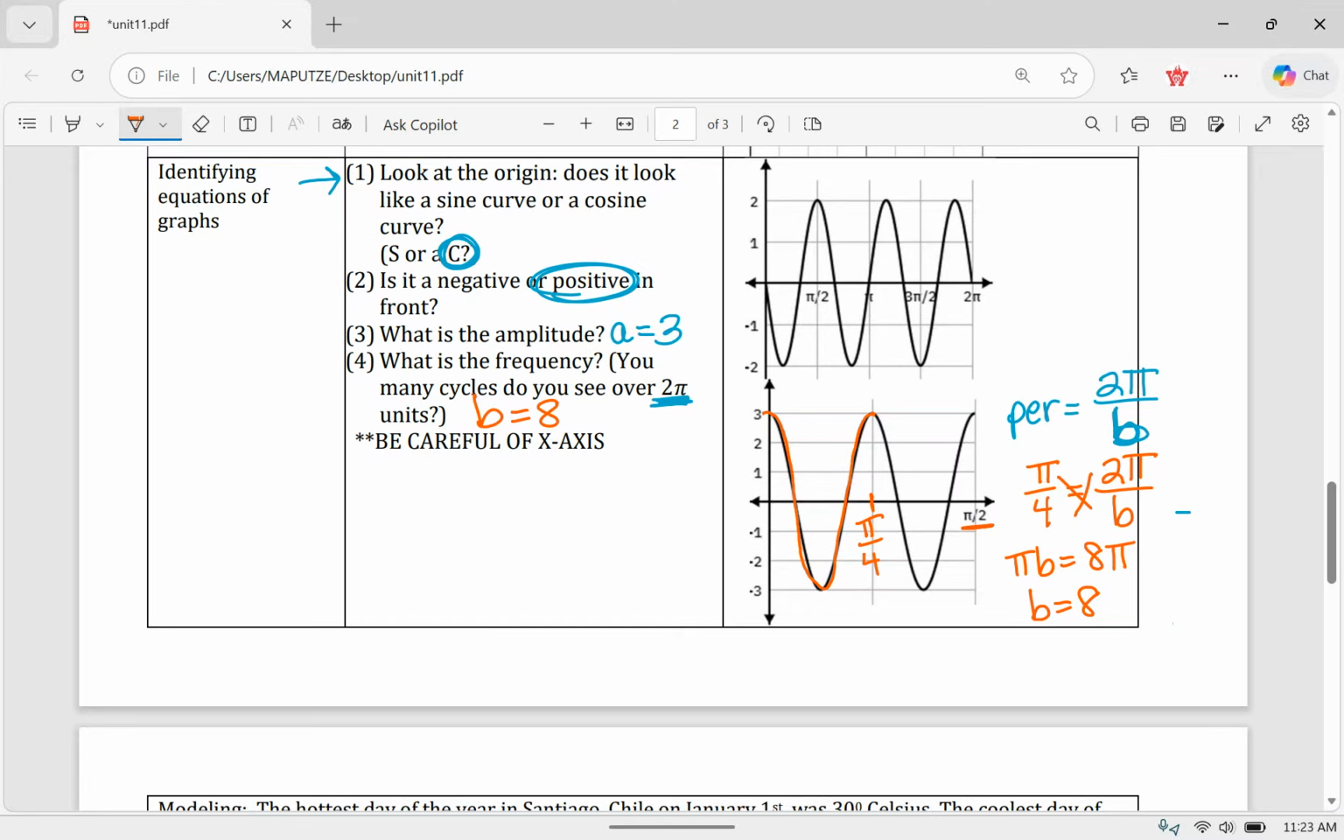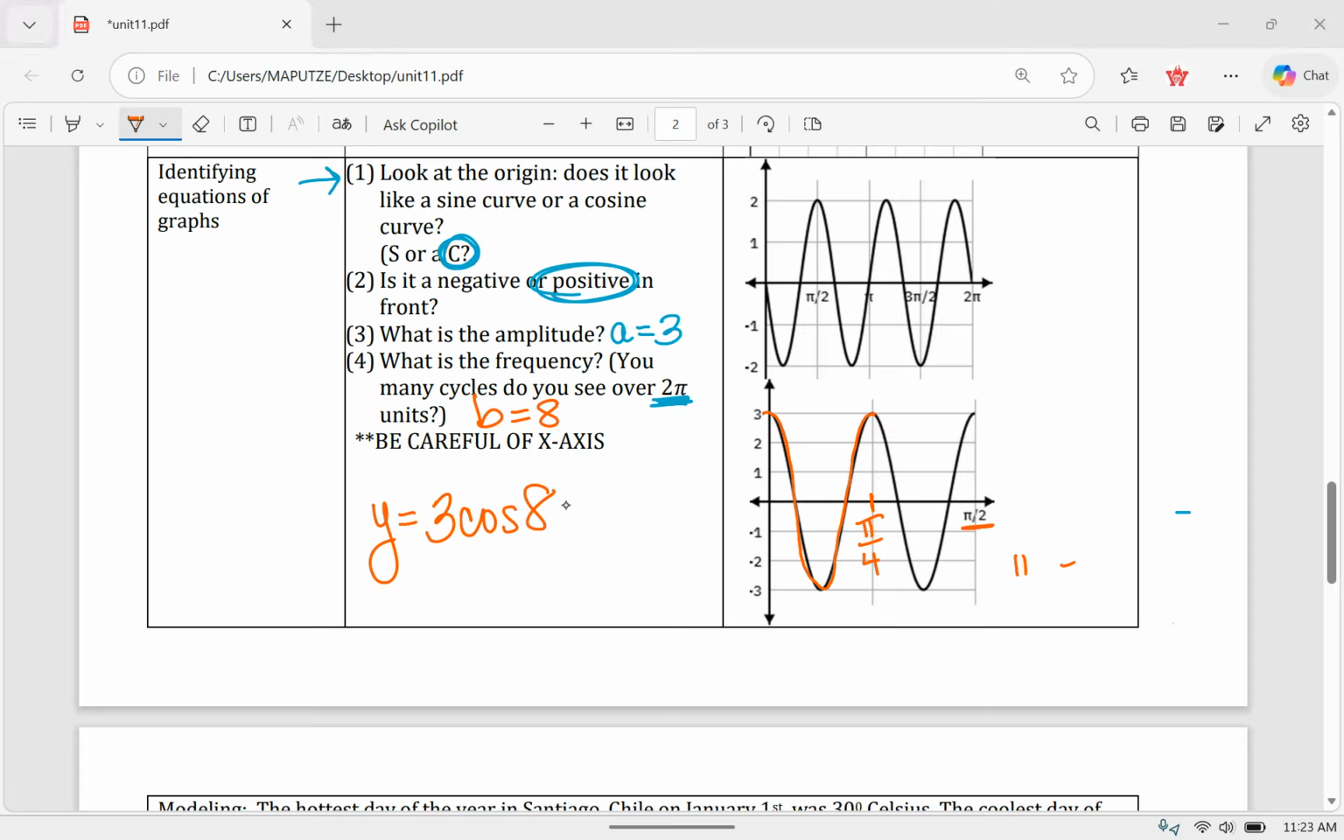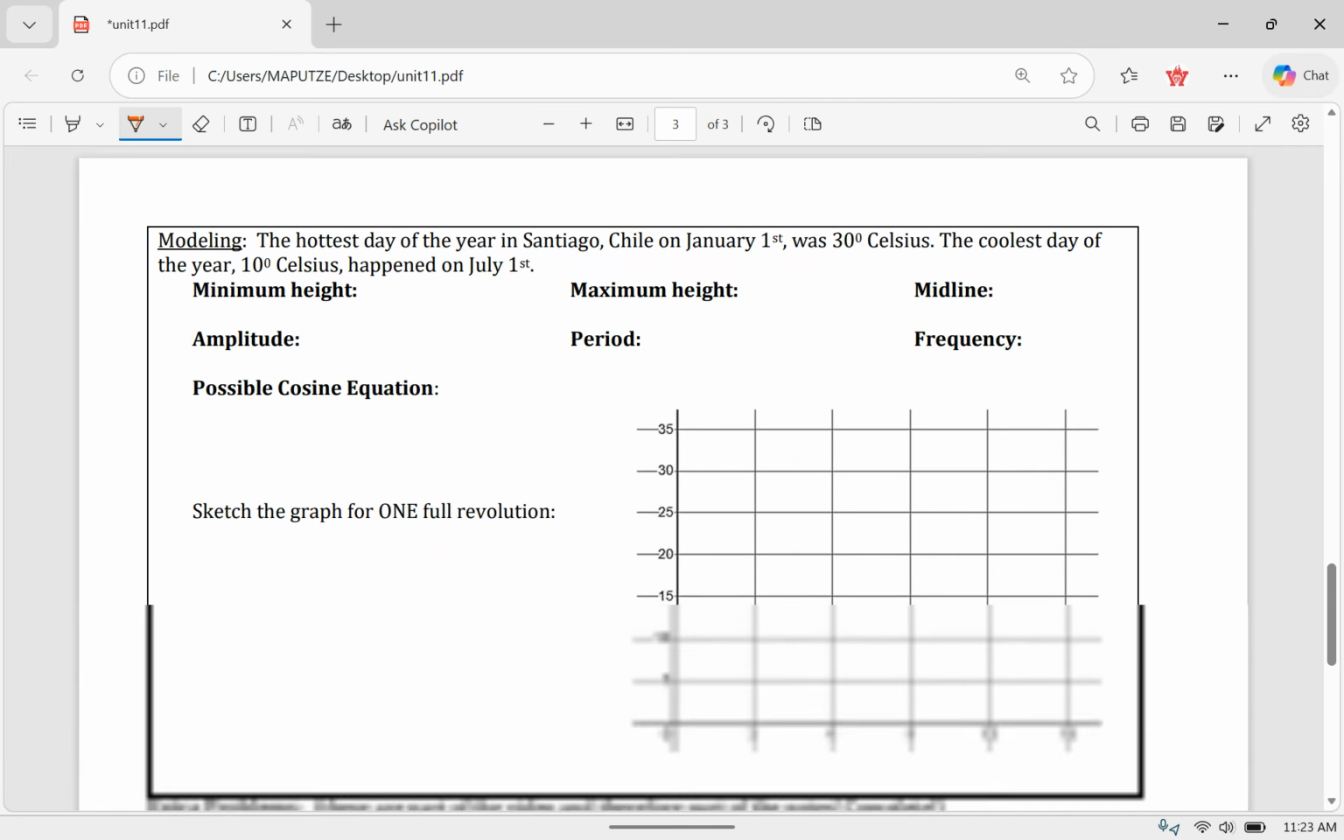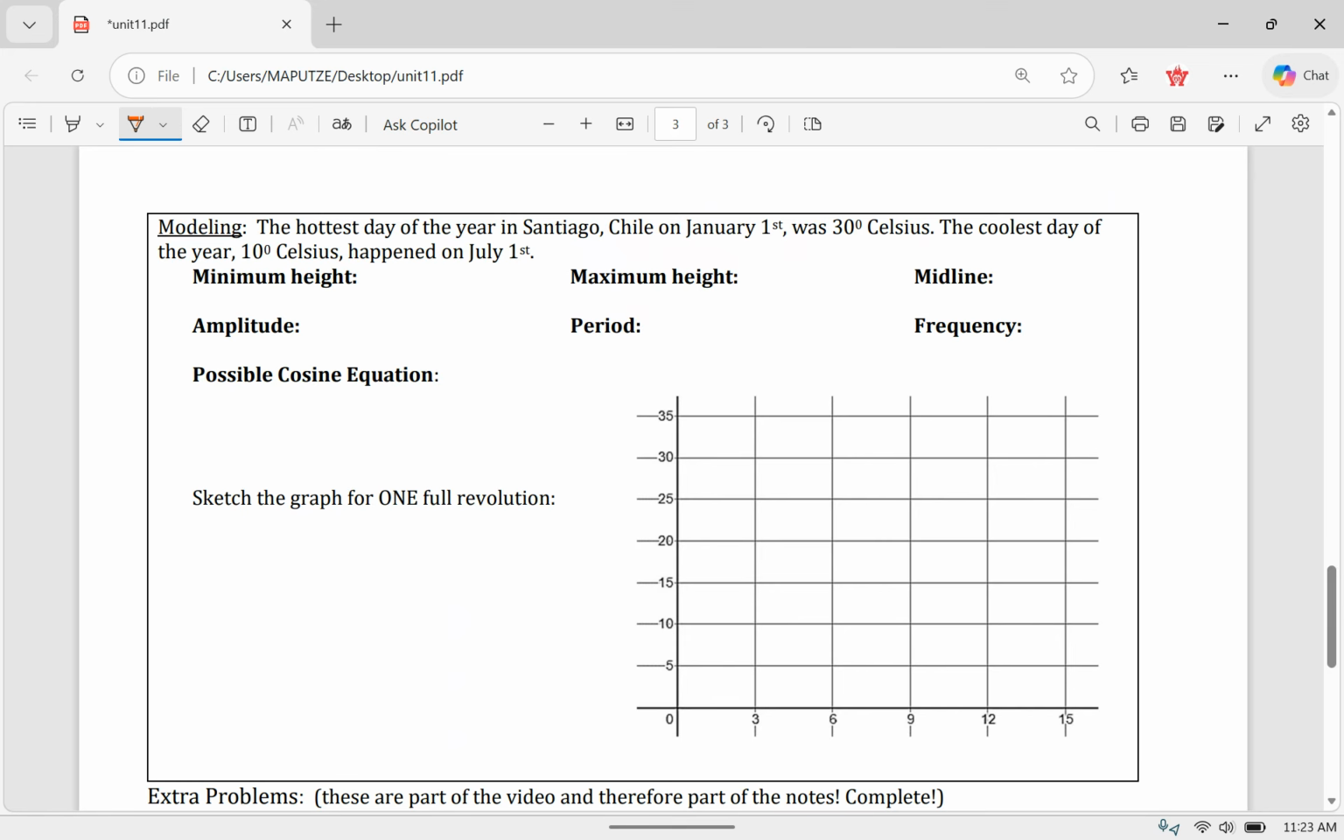We do not have a midline other than the 0, so I don't have to worry about that. So now we just put it all together. Okay, let's go: y equals positive amplitude of 3. We said it was a cosine curve. Frequency is 8. And then this would be technically plus 0, so you don't have to include that. Just want to make sure you're thinking about it. All right, let's go ahead and flip to that back page and let's look at one modeling question.